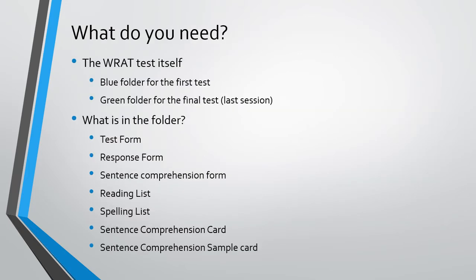What is needed to administer the WRAT? If it is the beginning of the service level, you will need the blue folder. If it is the end of the service level, you will need the green folder. Inside the folder, you will find the following: a test form, response form, sentence comprehension form, reading list, spelling list, sentence comprehension card, and sentence comprehension sample card.